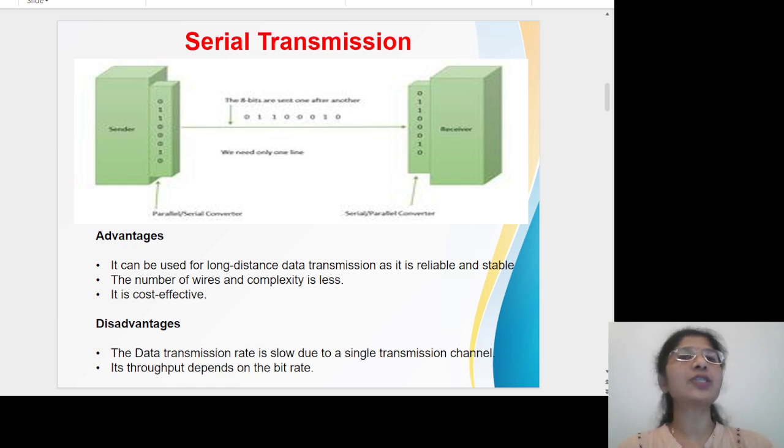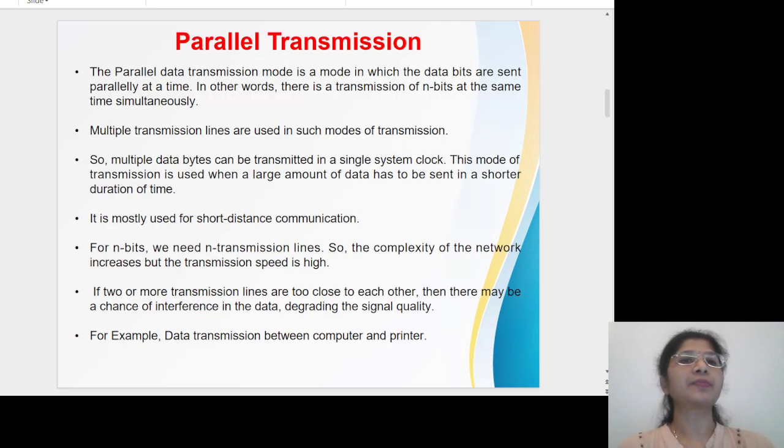The disadvantages of this transmission is it is very slow due to the single transmission channel, and throughput depends on the bit rate. That's why automatically throughput decreases.